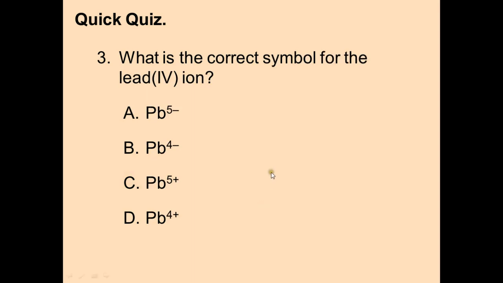And so what is the correct symbol for lead 4 ion? Pb5 minus, Pb4 minus, Pb5 plus, or Pb4 plus. First of all, transition metals have a positive charge, so you can eliminate A and B because those are negative charges. And then also, this is the Roman numeral for 4. The correct answer has to have 4 and has to be positive. So the only answer that has that is answer D. That is how I would get to the answer.